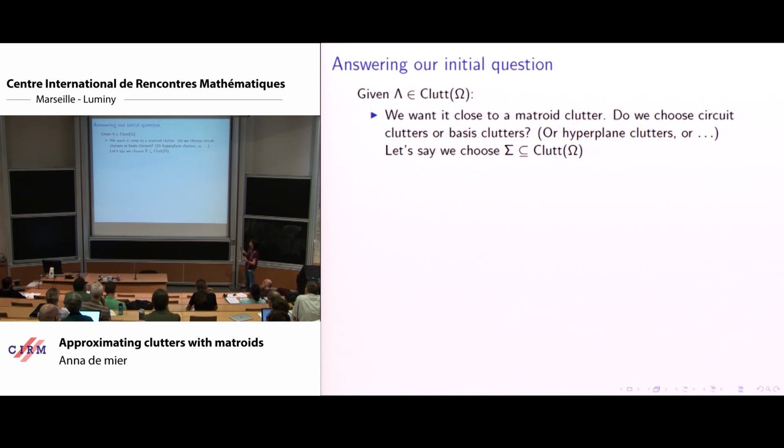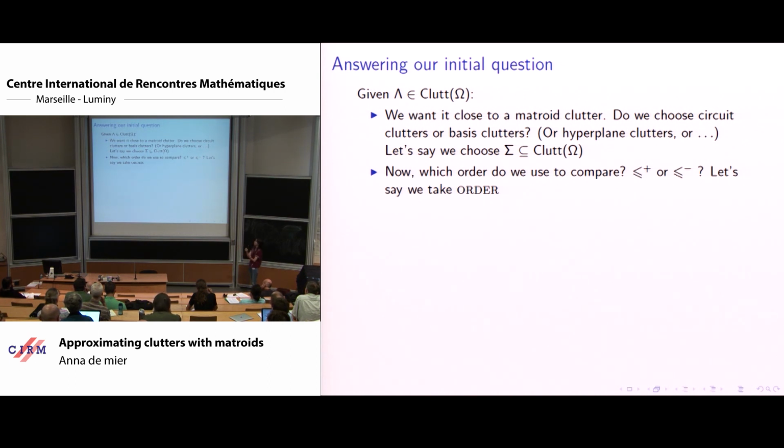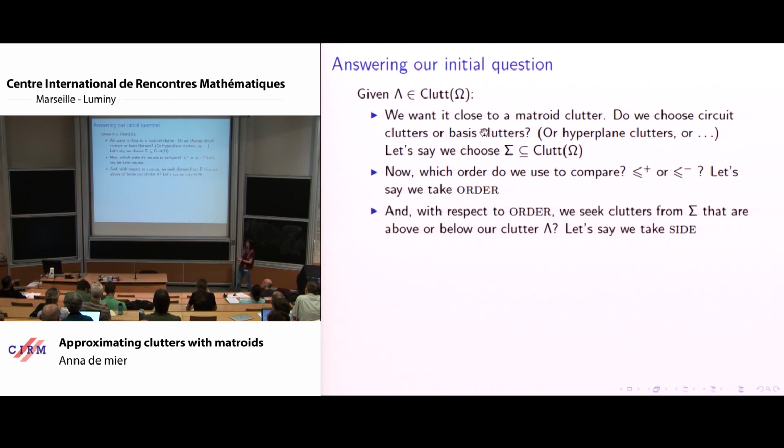Then we choose in which order we want to compare, the plus or the minus. We'll just take one of those, let's call it order. Finally, I have my clutter here, and here's my order, and I would like to know the clutters in my family sigma that are just above it in this order, or just below it. So I will choose one side: I want to approximate from above or from below.